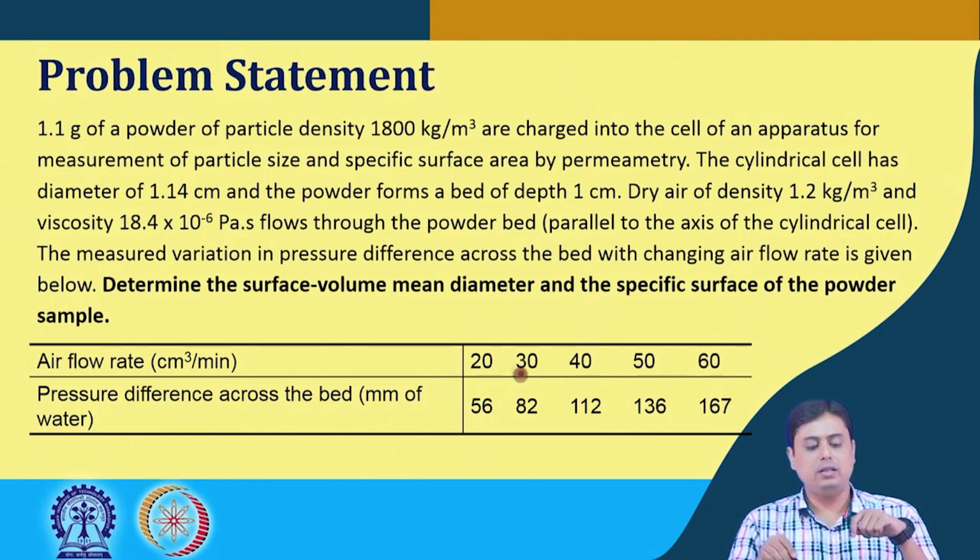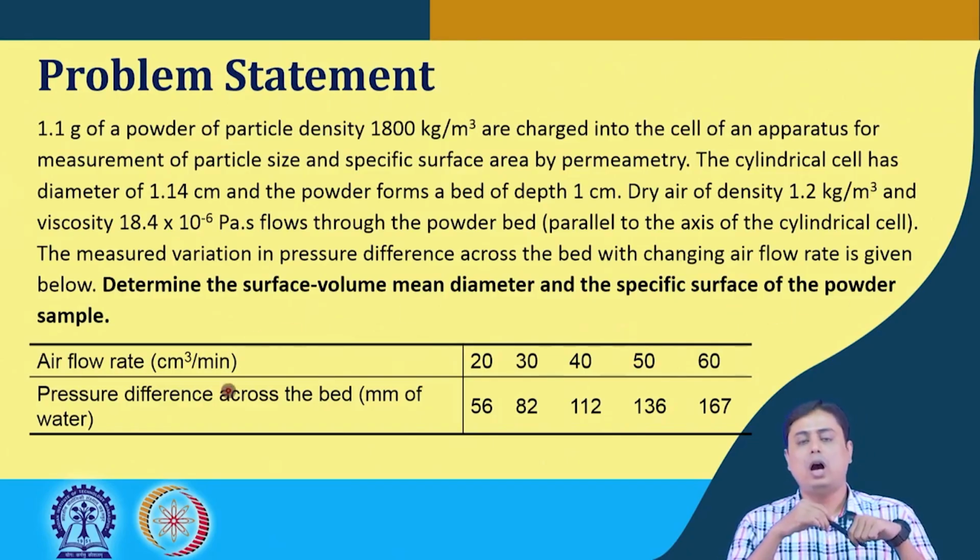So the question is, determine the surface volume mean diameter and specific surface of the powder sample. So how do we solve this problem? Let me again summarize the whole problem statement. There is a cylindrical cell where the particle size is determined by the permeametry method. Along with the particle size, we can also find out the specific area for that powdery sample.